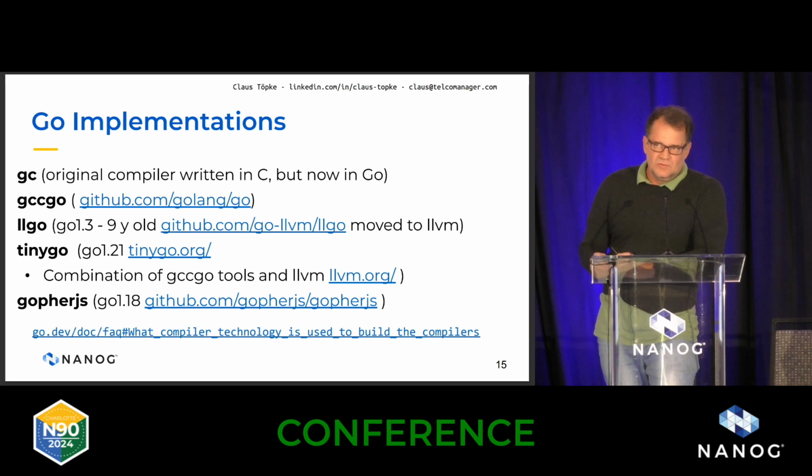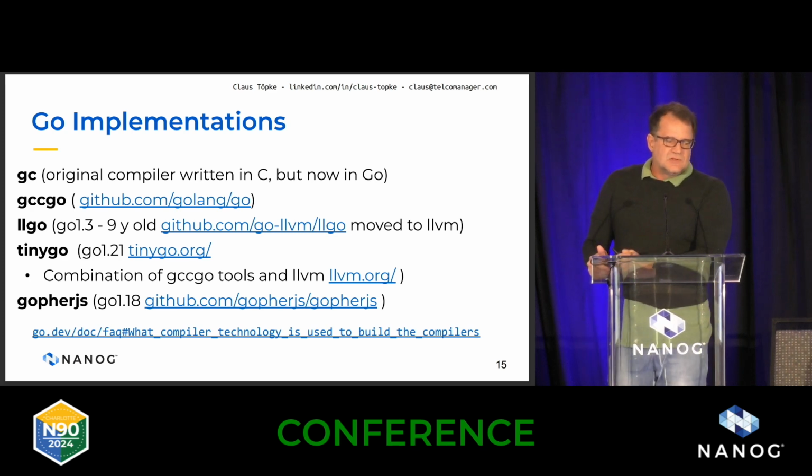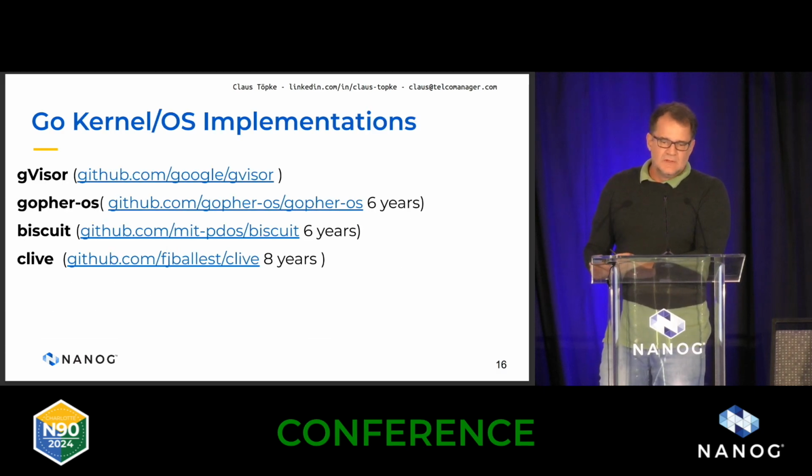They also have several implementations. Originally the compiler was written in C, now it's written in Go, which is interesting. So its own compiler is written in Go. And you have other implementations like TinyGo that can run very small, so it's a good thing to know. It also has kernel OS implementations like gVisor and other ones. The other ones that I put here have not been updated for a while, but they were created.